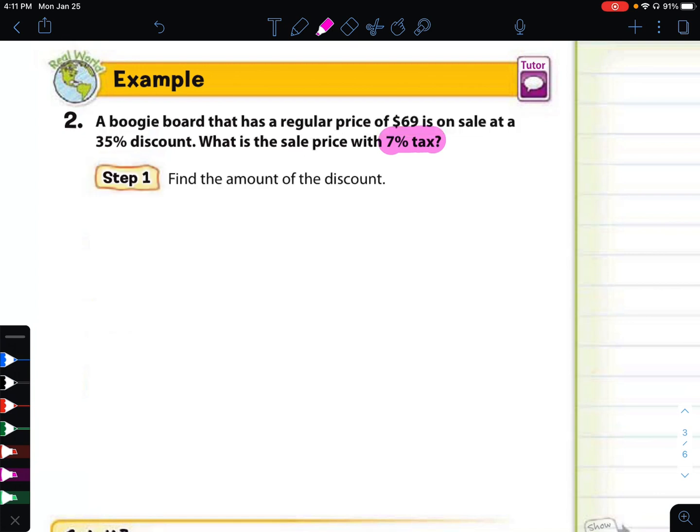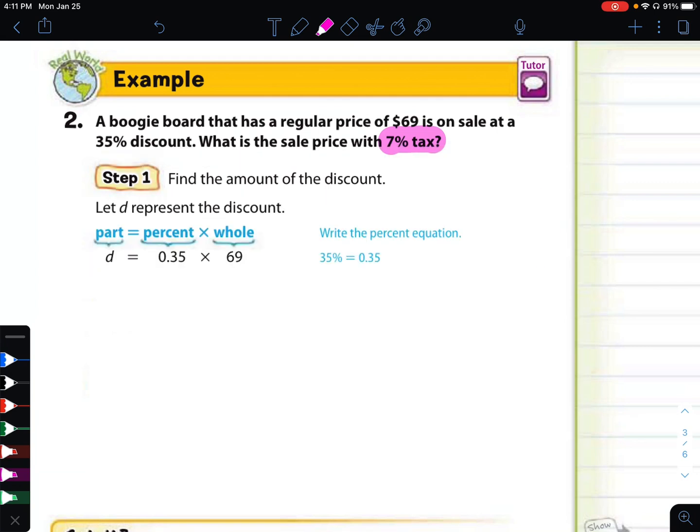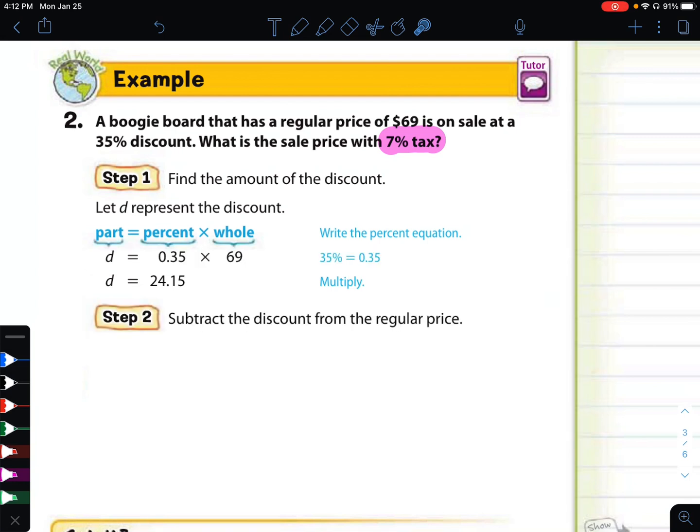Step number one, first find the amount of the discount. Again, just like in example number one, we let D represent the discount. So that's our part. And we're talking about 35% of 69. So this becomes our whole, and this becomes our percent, just like what you see here. Multiply that, you get a product of $24.15.